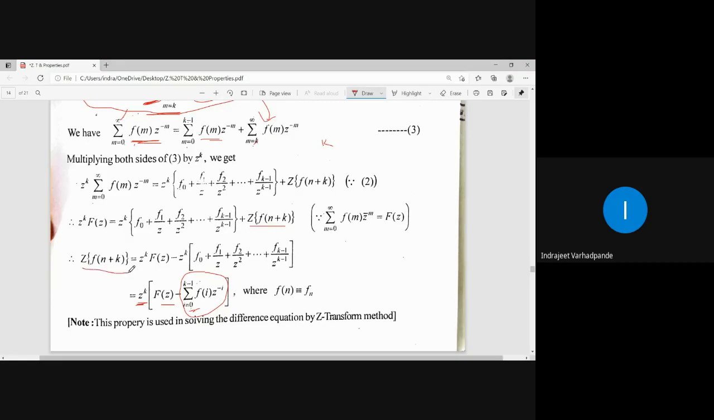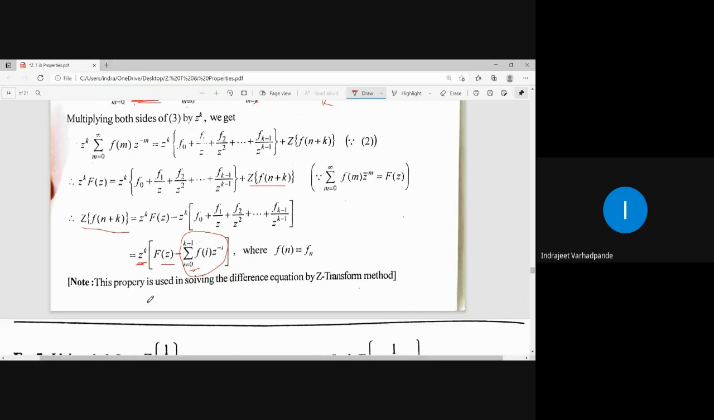So this particular property is called shifting of f of n to the left. Z of f of n plus k is z to the power k into f of z minus summation i equals 0 to k minus 1 f of i into z to the power minus i. This property is used in solving the difference equation by Z transform. You have to remember this, because in the last we will be requiring this. The previous property was the shifting property to the right, which is applicable for calculating the inverse functions, right?